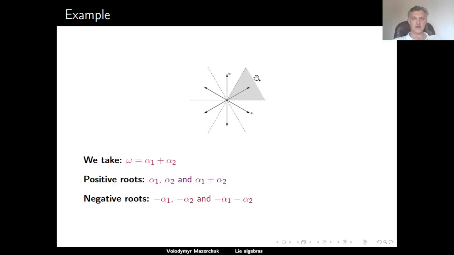These were the positive roots alpha 1, alpha 2, and alpha 1 plus alpha 2. And the root alpha 1 plus alpha 2 can be written as a non-trivial linear combination, 1 times alpha 1 plus 1 times alpha 2, of other positive roots with non-negative integer coefficients. So this root is decomposable, while roots alpha 1 and alpha 2 are indecomposable. So they form our basis pi in this example.